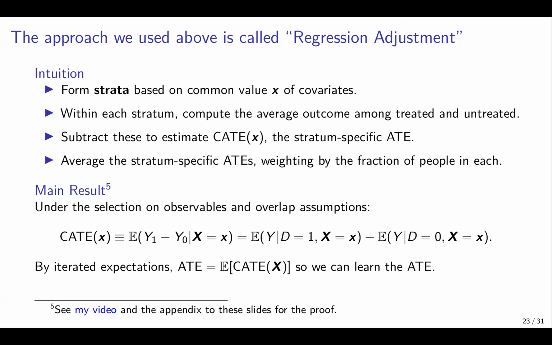Under the selection on observables and overlap assumptions, so assuming those hold, the conditional average treatment effect is equal to the naive comparison of means, treated minus untreated, for people with that particular value of x. And then, of course, by iterated expectations, we can use this to learn the ATE.